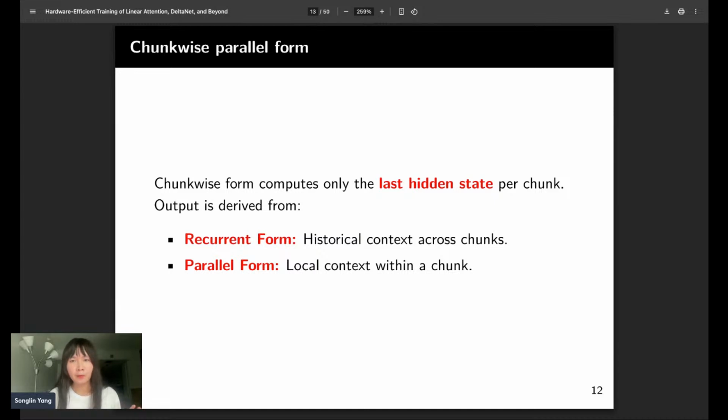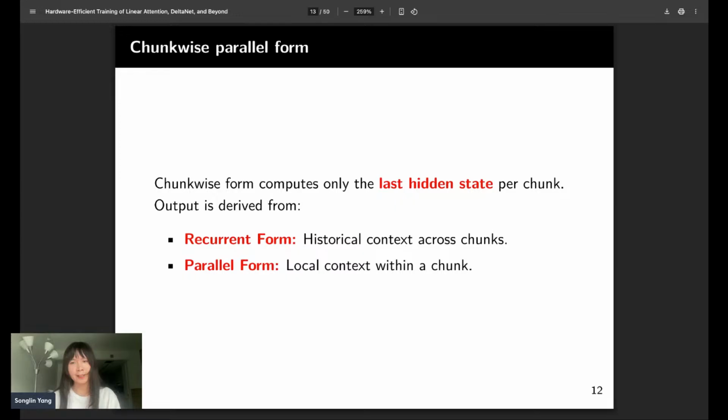In chunkwise form, instead of computing the recurrent state for every single token, we only compute the recurrent state for each chunk and potentially materialize them onto the HBM. And then we can use a hybrid form to compute the desired output.